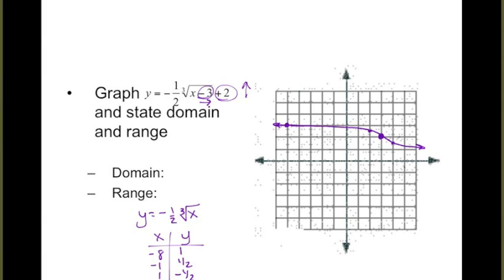So this one was a small multiplier of 1/2, kept the height small, and with the negative, it means that it's heading in the downward direction as we go out to the right. Domain and range are both always all reals for cube root graphs.